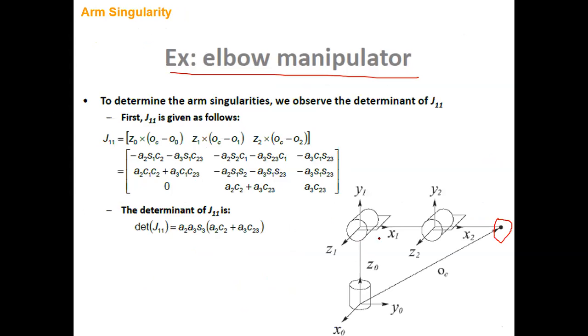Since we have all revolute joints, remember the table there? Zi minus 1 on. In this case, I call this C. My n is C. That's why I say OC minus O0, OC minus O1, OC minus O2, because remember, we have i minus 1: 1 minus 1, 2 minus 1, 3 minus 1. Does it make sense? Any question here?